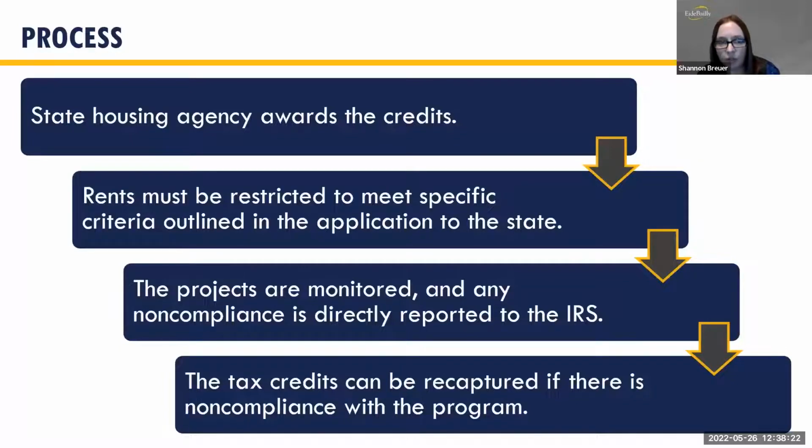The owners or the developers must maintain the rental property and only rent to tenants who meet strict income and asset requirements. And the rents are required to be set low enough to meet specific guidelines. Various agencies can monitor these projects: HUD, RD, housing agencies themselves. But if there is non-compliance, the state actually notifies the IRS of the non-compliance, and then recapture of these credits can occur.